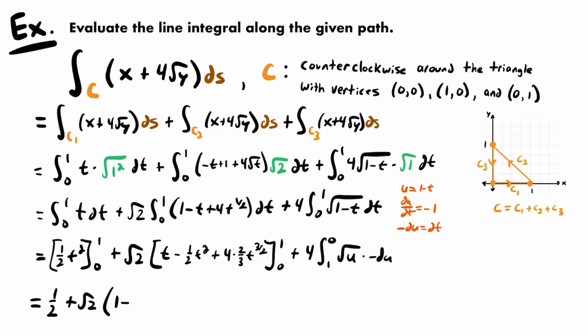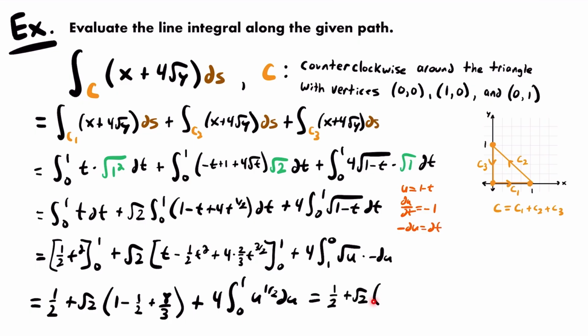You'll get 1 minus 1/2 times 1 squared, which is 1/2, plus 4 times 2/3 is 8/3 times 1 to the 3/2 power, which is 1. So that's just 8/3. And then you'll add that to 4 times the integral from 0 to 1 of u to the 1/2 power du. But then integrating that and simplifying the other pieces, we have 1/2 plus the square root of 2 times 1 minus 1/2 is 1/2. 1/2 plus 8/3. If you get a common denominator, you should get 19/6.